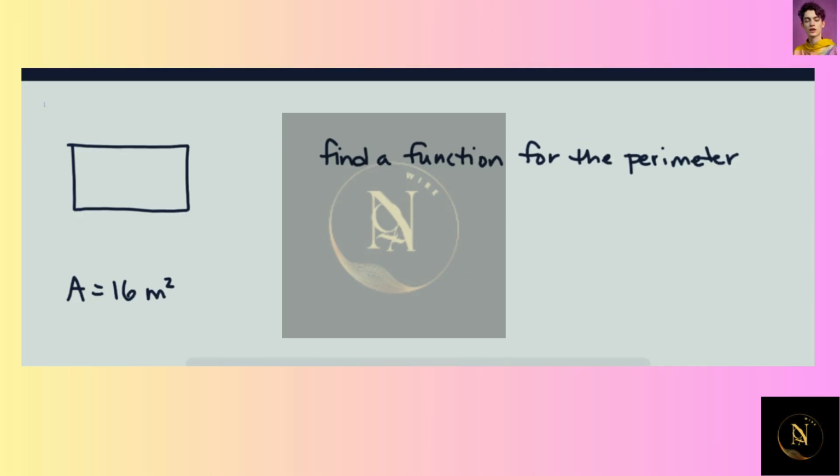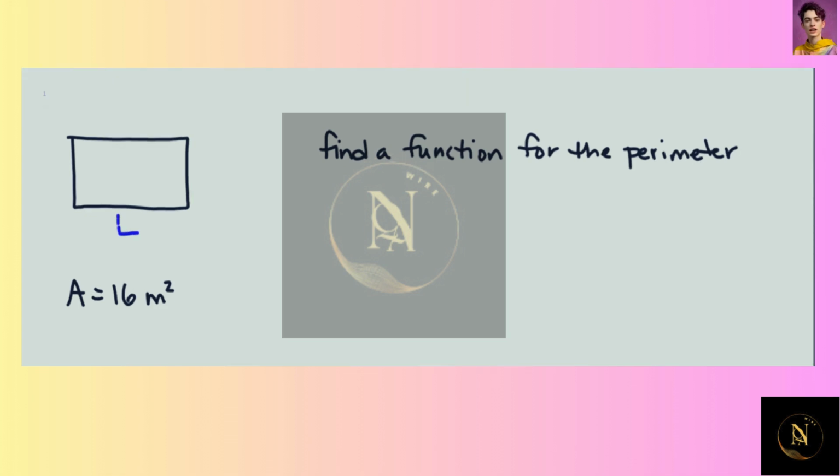We want to find a function for the perimeter of the rectangle, so let's go ahead and label the rectangle with L for length and W for width. And so we know that perimeter is 2 times the length plus 2 times the width. Now we're supposed to find the perimeter as a function of the length of one of its sides, so we should have only one variable in here, not two.